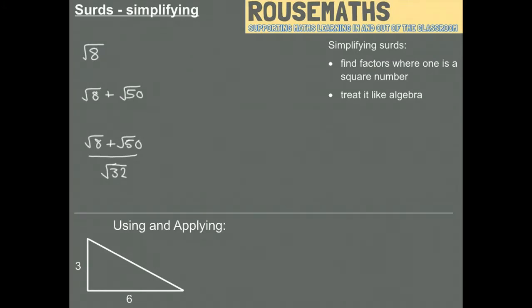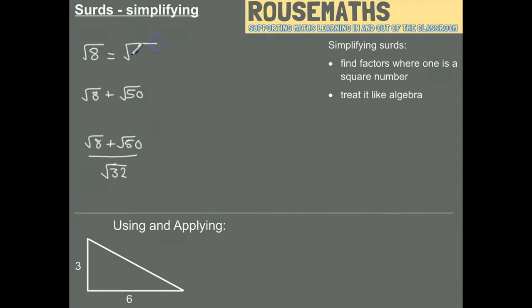Now, to get started, we're going to have a look at root 8. So the principle of simplifying surds is that you want to find two factors of the number inside the square root, where one of them is a square number. So for the square root of 8, the factors of 8 are 1 and 8, and 2 and 4. 1 is a square number, so we could use 1 and 8. 4 is a square number, so we could use 2 and 4. I'm going to use 4, and hopefully you'll see why soon.